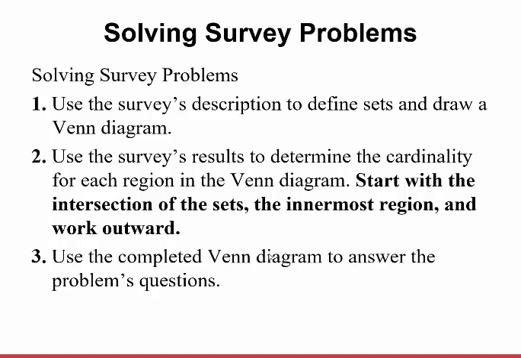So basically what I'm saying is when you do this, start with the hardest part, or where the most interaction is occurring, where the most overlap is occurring. Start there on your Venn diagrams. That'll make more sense when we get to an example. And then you're going to use the completed Venn diagram to answer the problem's questions.